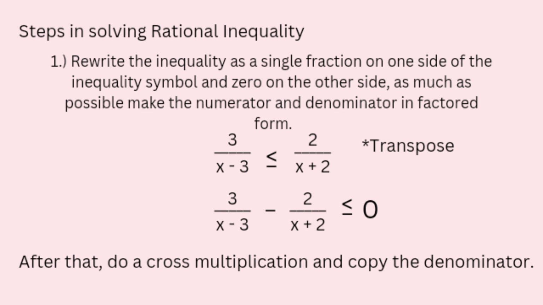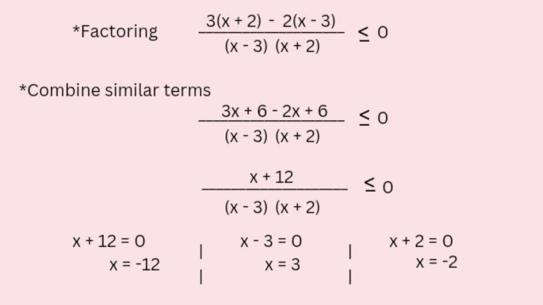First, we're going to transpose it. After that, we have to do cross multiplication and copy the denominator, and then factor it. After that, combine similar terms, hence the answer is x plus 12 over x minus 3 times x plus 2 is less than or equal to 0. Then get the critical points. So, x plus 2 is equal to 0, then transpose it. So, the answer would be negative 2. Then do it to the other. My friend Irish here will show you the sign table.